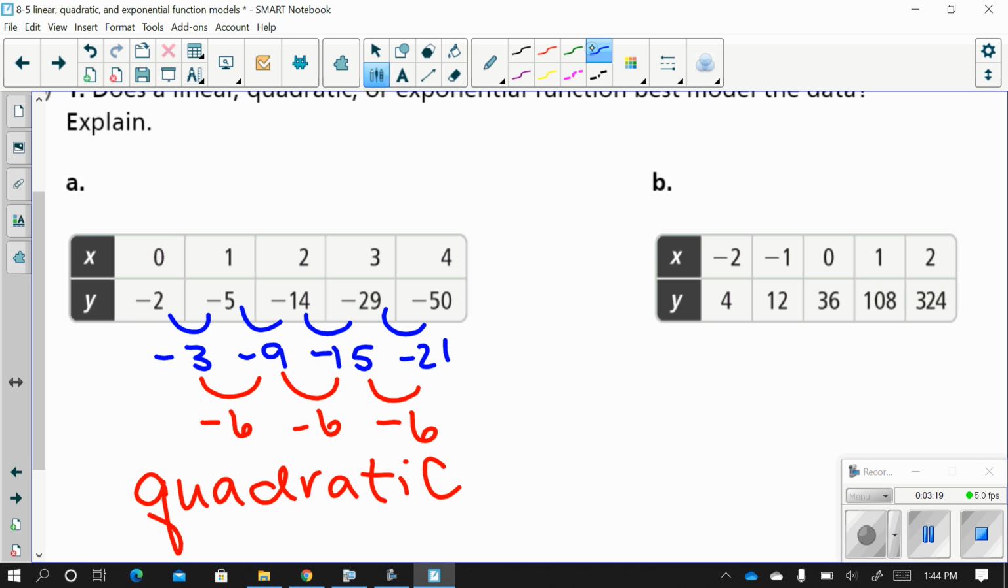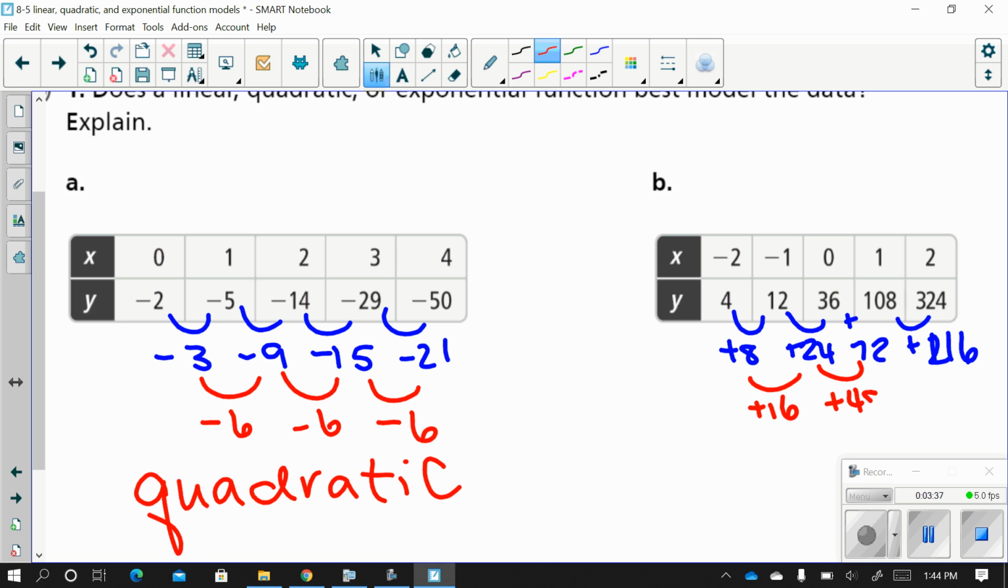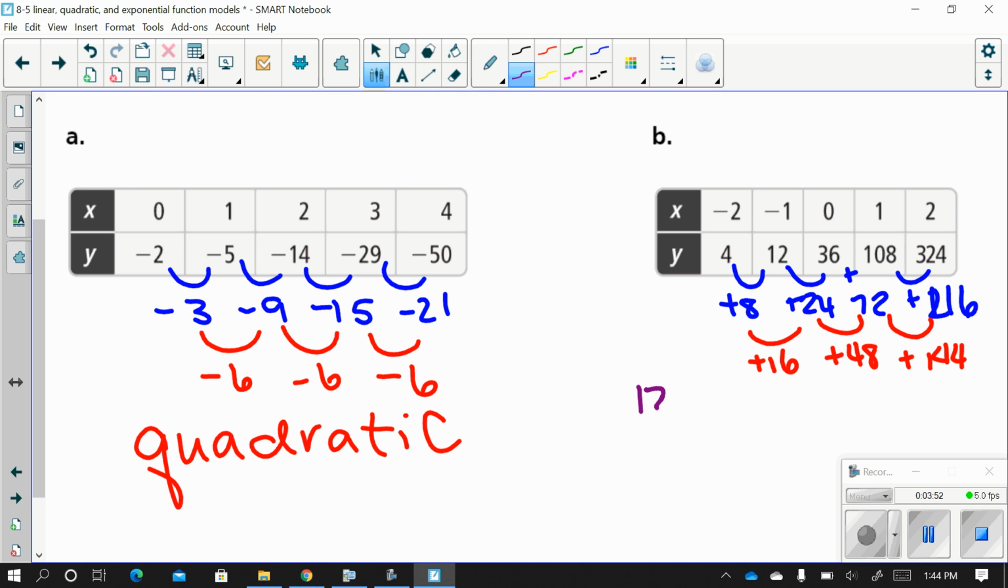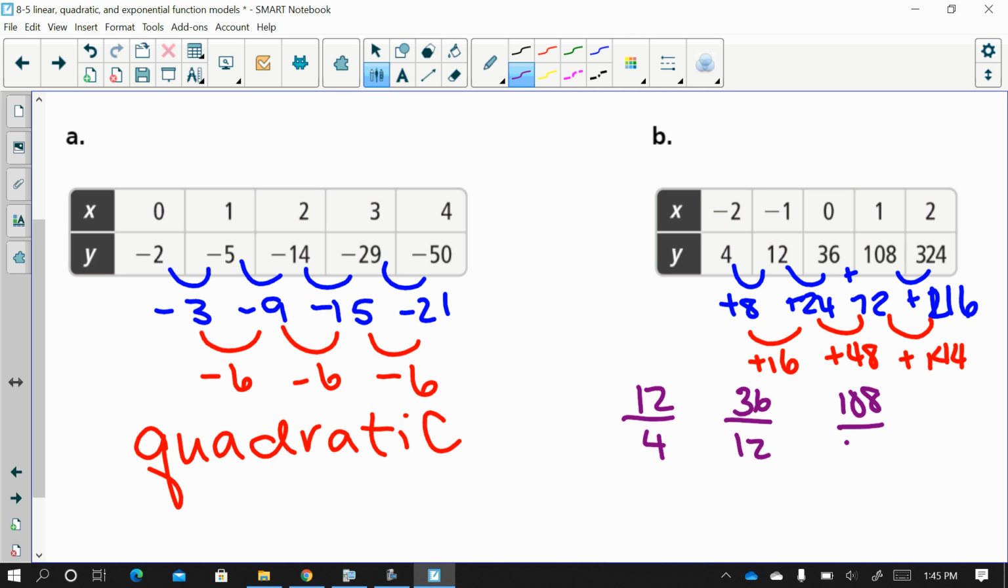Check this one. First differences: plus 8, plus 24, plus 72, plus 216. Definitely not the same. Second differences: plus 16, plus 48, plus, I can't do that one in my head. Give me a second. 216 minus 72 is 144. Not the same. So let's check our ratios: 12 divided by 4, 36 divided by 12, 108 divided by 36, and 324 divided by 108.